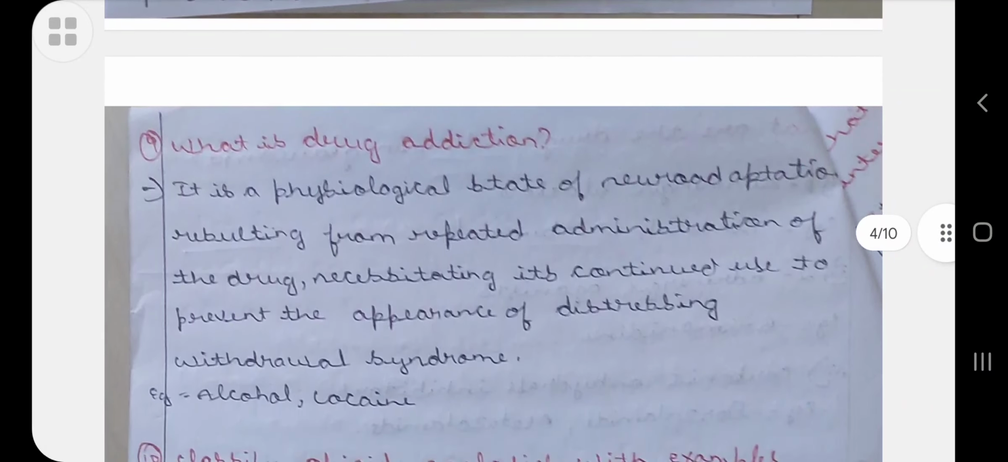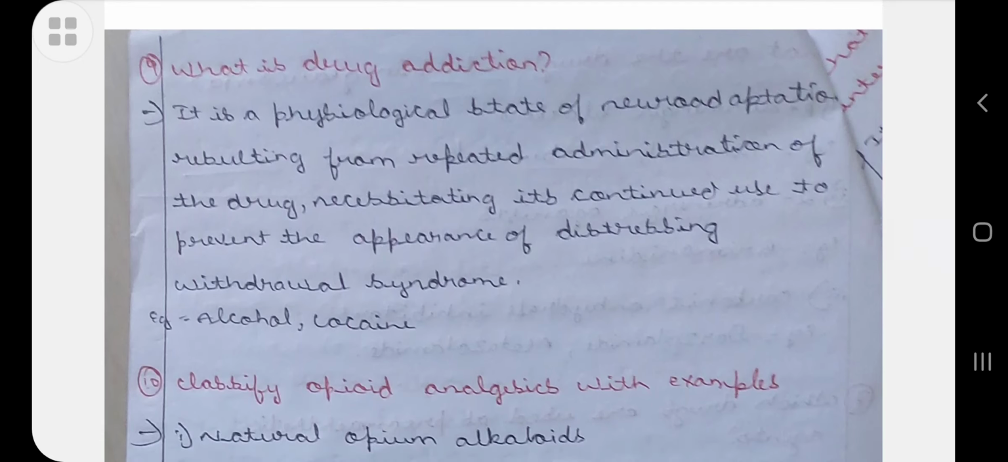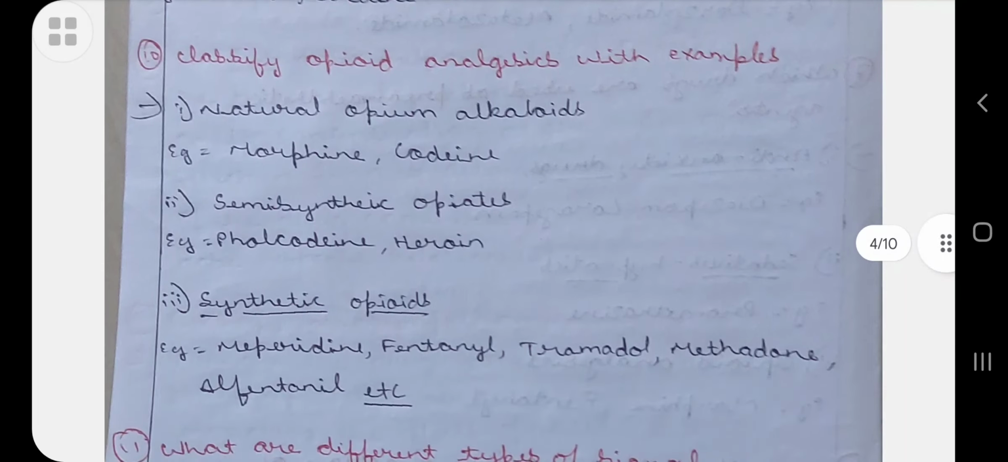Diarrhea. Drug addiction is a physiological state of neuroadaptation resulting from repeated administration of the drug, necessitating its continued use to prevent the appearance of distress or withdrawal symptoms, for example alcohol or cocaine. These are all drug addiction. The patient gets addicted to the drug. He wants the drug because of this drug addiction.